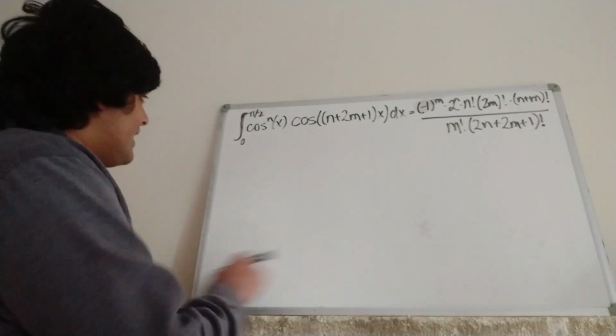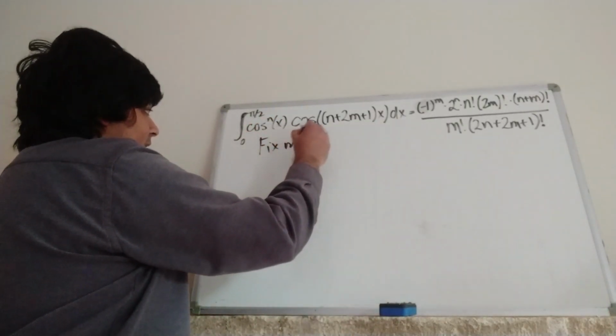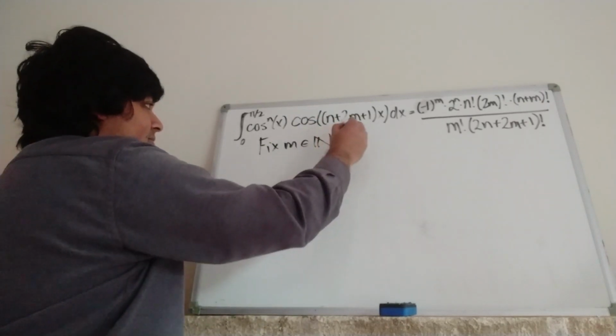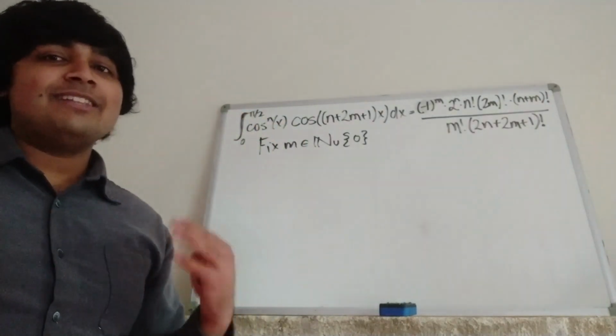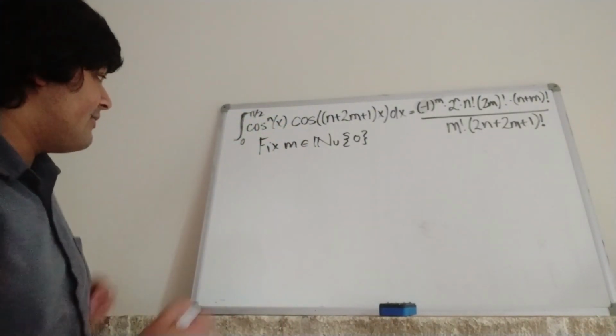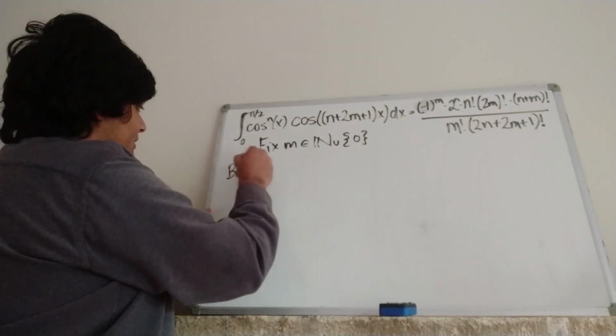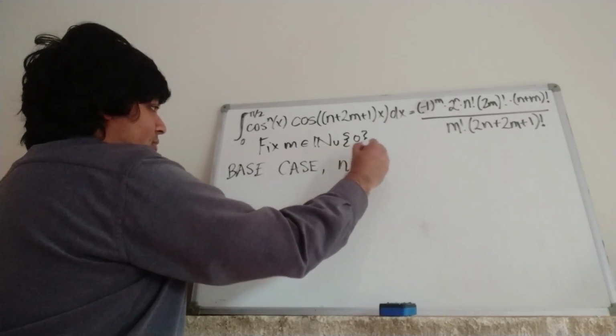So we're going to fix m. So we're going to fix m to be just some non-negative integer. Doesn't matter what it is, we're going to fix it. And we're going to proceed by induction on n. So we're going to look at the base case when n equals 0 first. So the base case, this is when n equals 0.